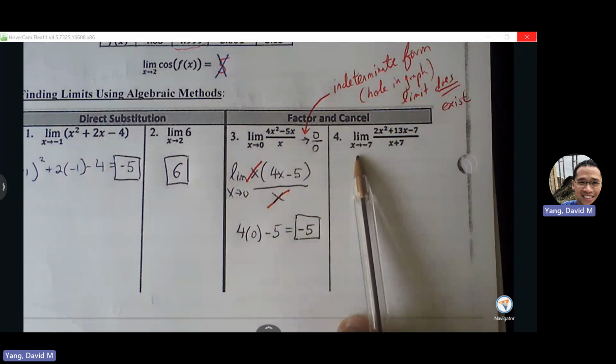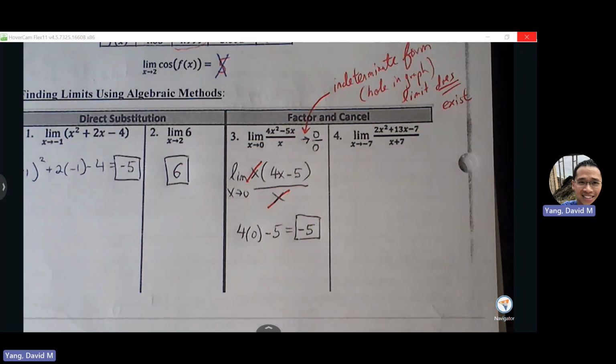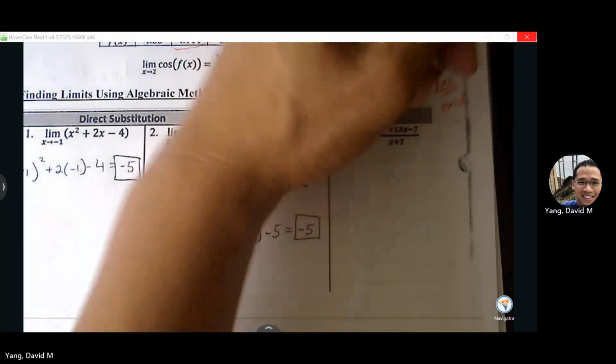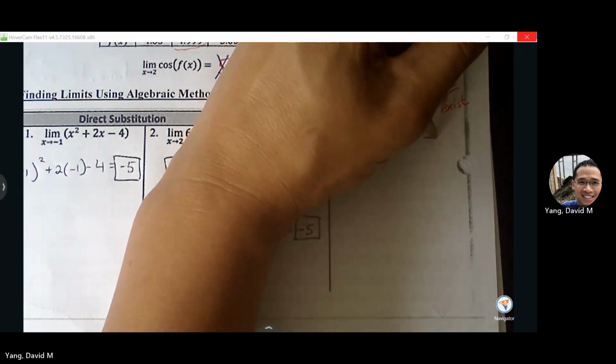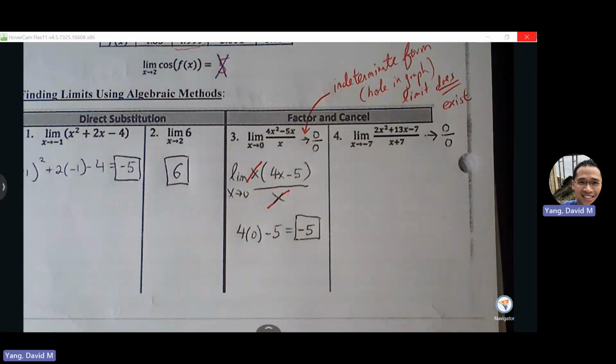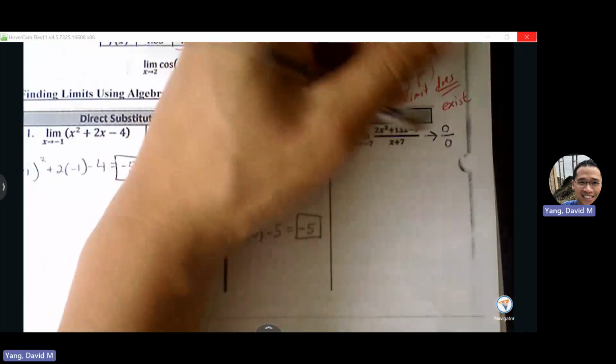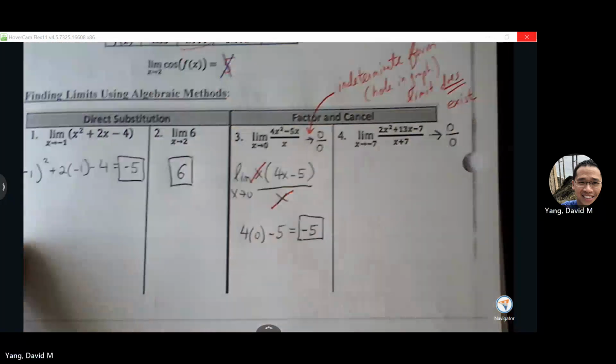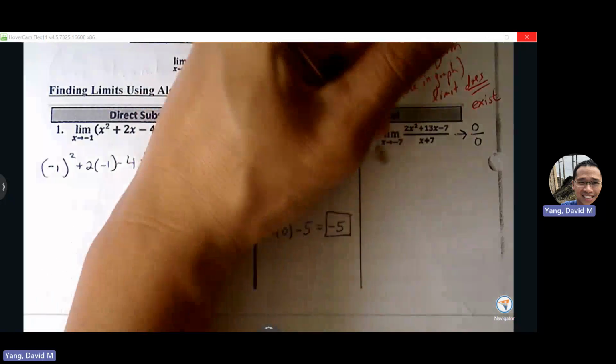Okay, so number 4, let's go ahead and try this one. First thing, insert -7, do direct substitution. What do we get? 0/0. Okay, so that gives you the green light to factor and cancel out, because you know that you can't just say that the limit doesn't exist, right? We know that's not true. Okay.